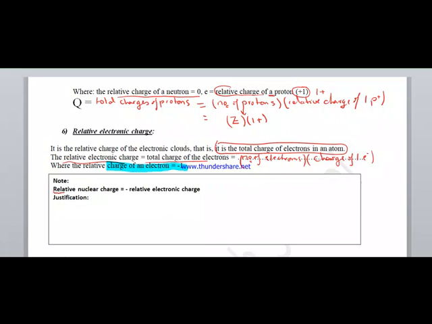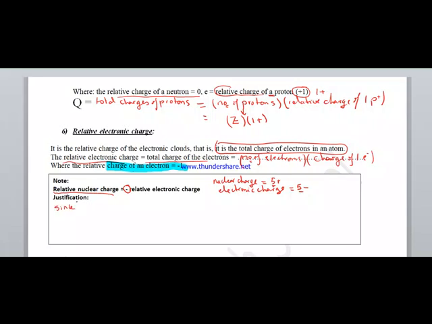In any atom, the relative charge of the nucleus is the opposite of the relative charge of the electron cloud. For example, if an atom has a nuclear charge equal to 5 plus, the electronic charge is equal to 5 minus. It is opposite: the same value, 5, but an opposite sign. Proton is positive and electron is negative. Why is the nuclear charge opposite to the electronic charge?